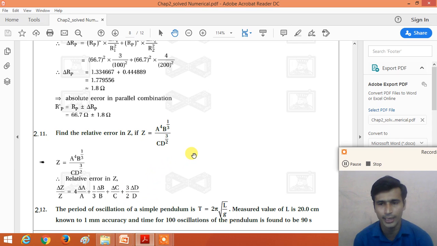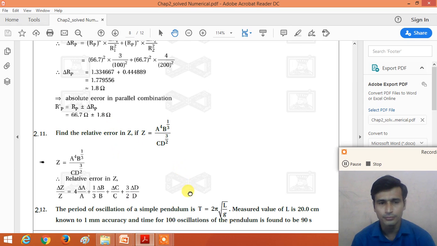Understand how we calculate? Further, if the relative error or the percentage error in A, B, C and D is given to you, you put the values of the percentage error in A, percentage error in B, percentage error in C and percentage error in D, and we can easily calculate the percentage error in Z, right?